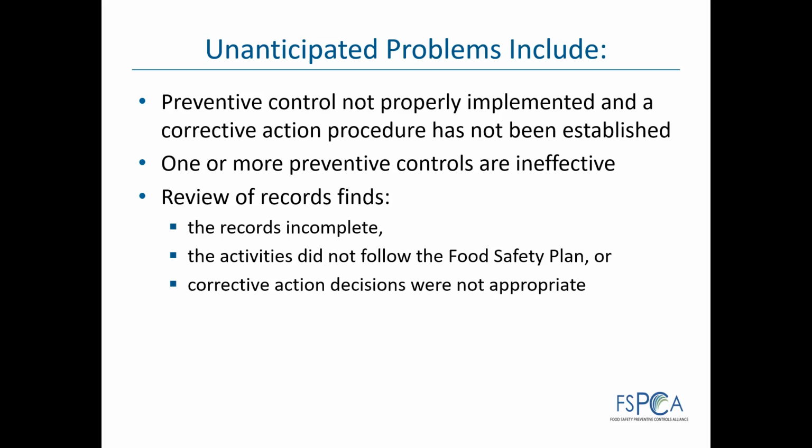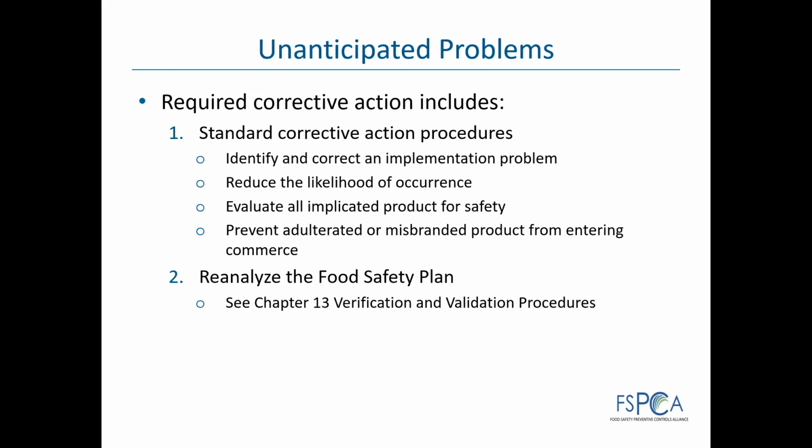The last one, review of records finds the records incomplete. The activities did not follow the food safety plan, and the corrective action is not appropriate. Those are the examples. So we end up with how we're going to handle it.